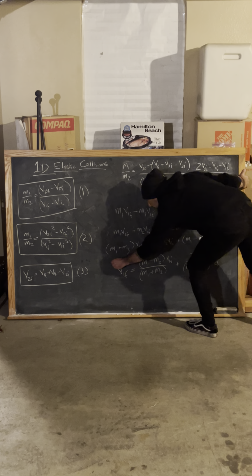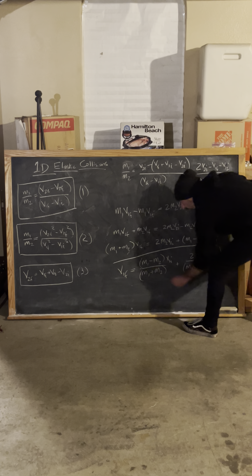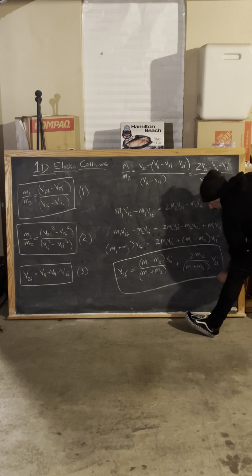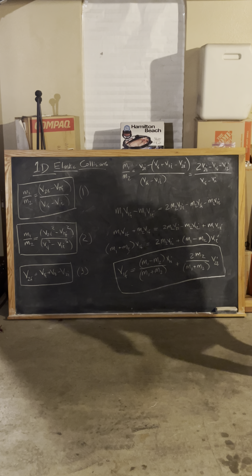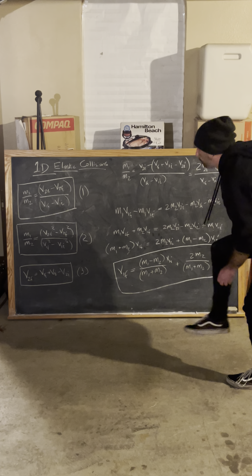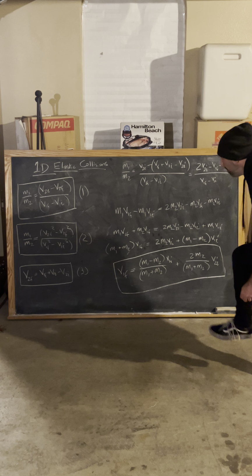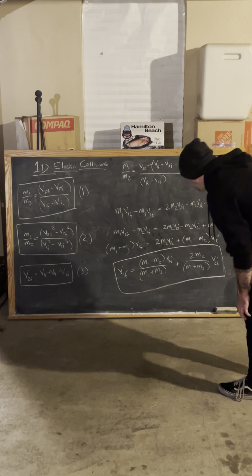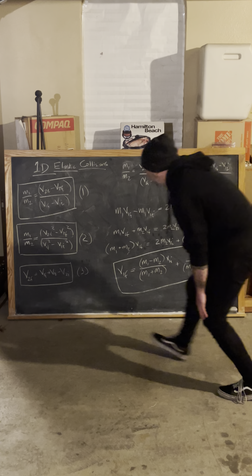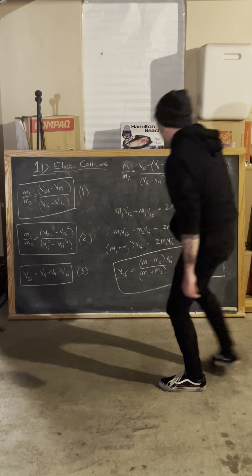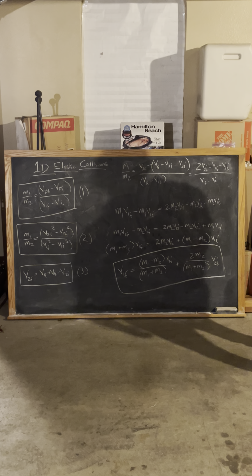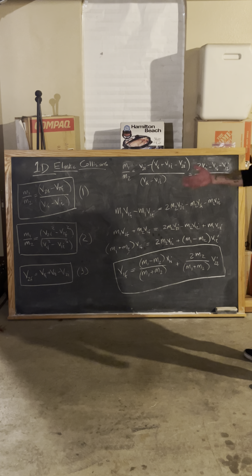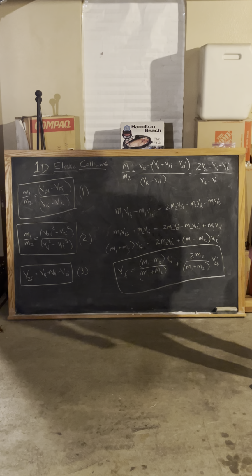And so we have solved for the final velocity of the first particle, and that's the quickest way to do it. Now we take the final velocity for the first particle and plug it back into this equation right here. And that will give us the final velocity for the second particle. And so that's basically it.